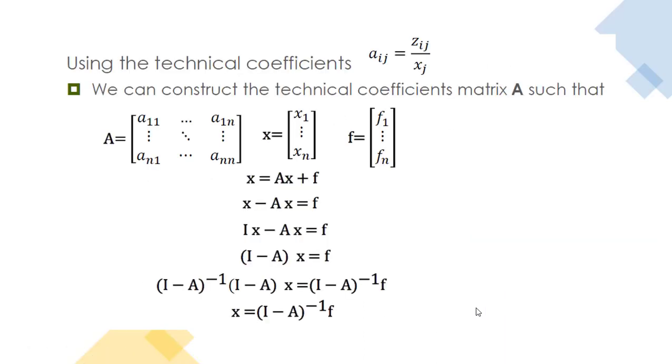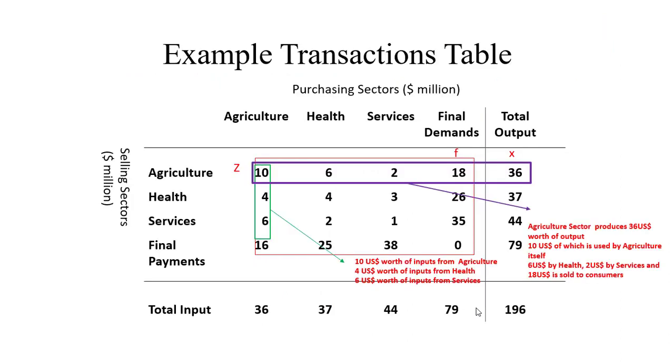Now we will be using different mathematical equations in order to find the total requirement matrix and the technical coefficient matrix. How will we calculate the technical coefficient matrix? Basically, these are the values 10, 6, 2, 4, 4, 3, 6, 2, 1.